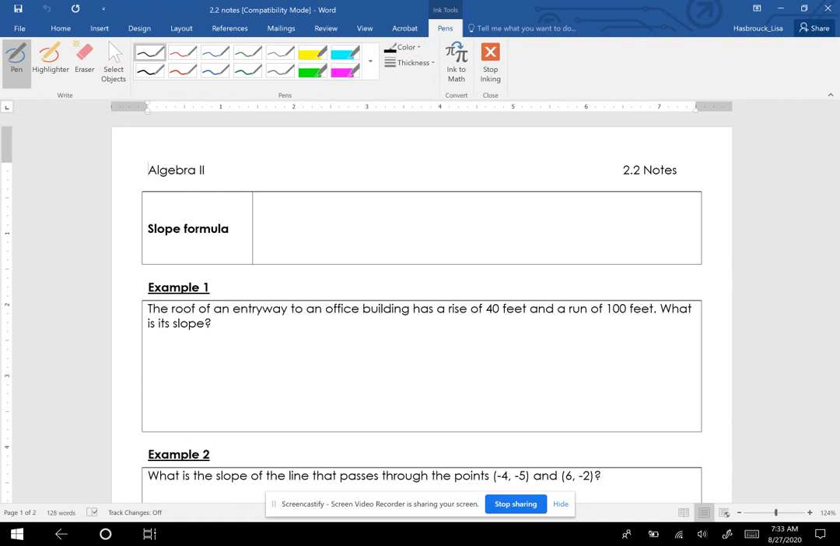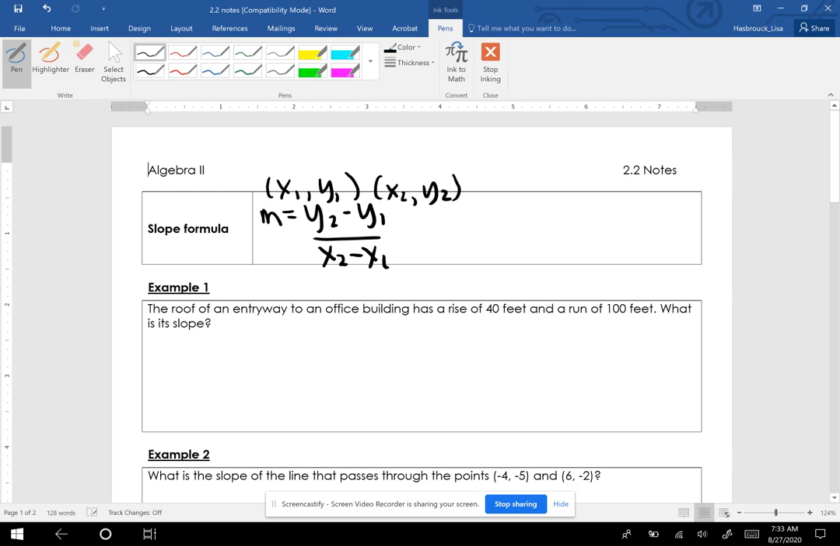First we'll go over the slope formula. This is how you find the slope and the numerical value of slope. And the formula is m equals y2 minus y1 over x2 minus x1. And this is assuming you're given 2 points, x1, y1, x2, y2. So you would plug those values in for x and y to find your slope. You can also find slope by using rise over run. So let's go ahead and look at some examples and apply this formula.